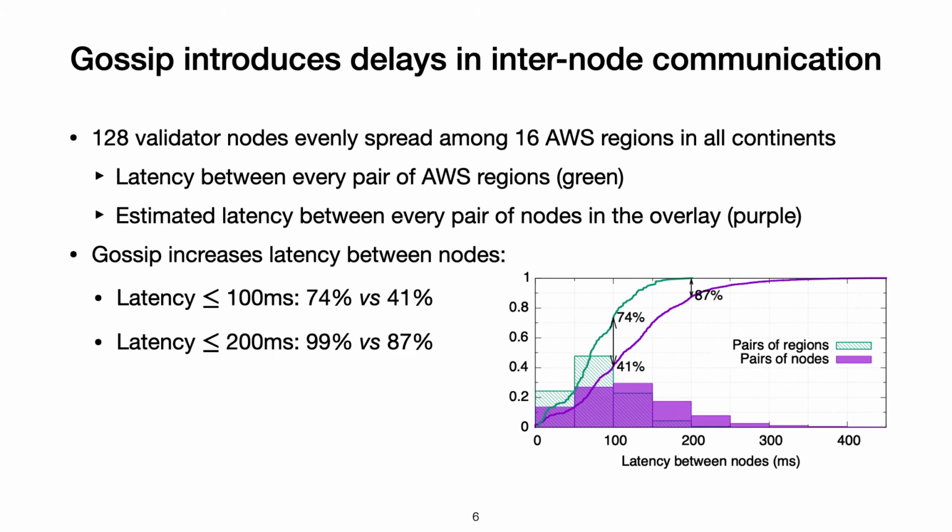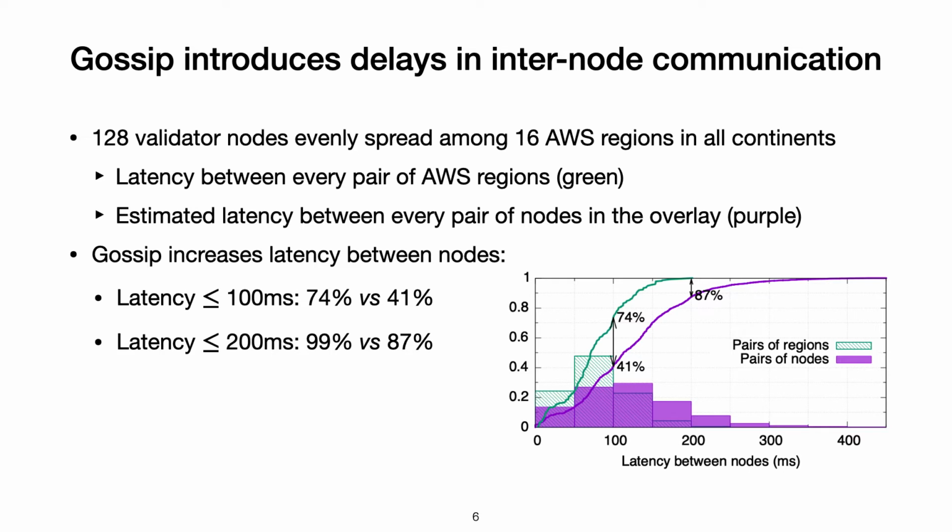A second aspect that we analyze is the delay introduced in the internode communication with the adoption of Gossip as the communication means. To estimate this impact, we first measure the latency between the 16 AWS regions. This is their distribution, presented in green in the graph. It would represent the approximate latency between nodes in a hypothetical fully connected network. Then, we estimated the internode latency in the generated overlay. Consider the shortest path between each pair of nodes. This is the purple distribution in the graph.